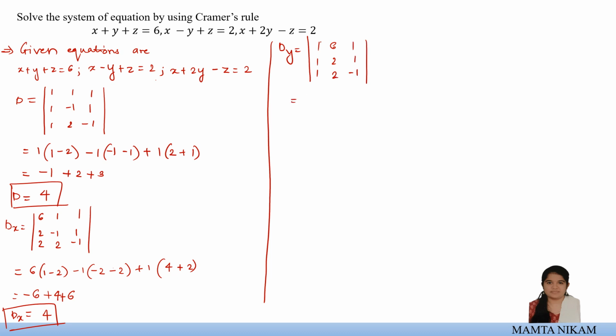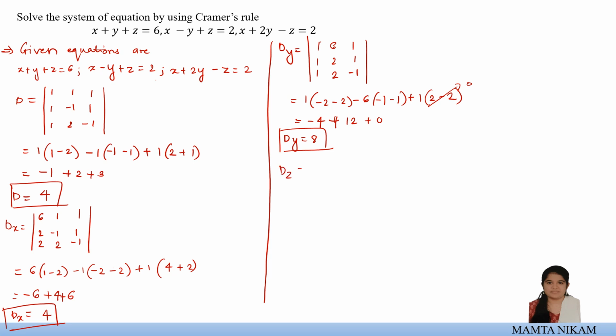तो ये हो जाएगा 1 टाइम्स minus 2 minus 2 minus 6 times minus 1 minus 1 plus 1 times 2 minus 2. So this is going to be minus 4. ये होगा minus 2 and minus 6 तो plus 12 and ये तो 2 minus 2 ये तो हो जाएगा 0. तो plus 0 तो minus 4 plus 12 that is 8. तो dy की वैल्यू मिल गई 8.